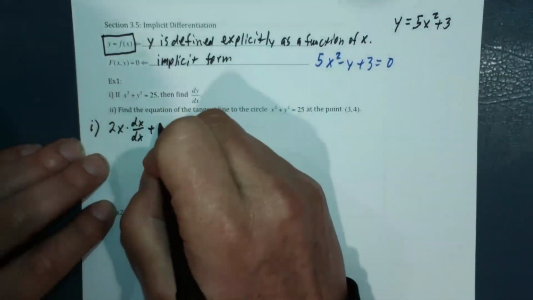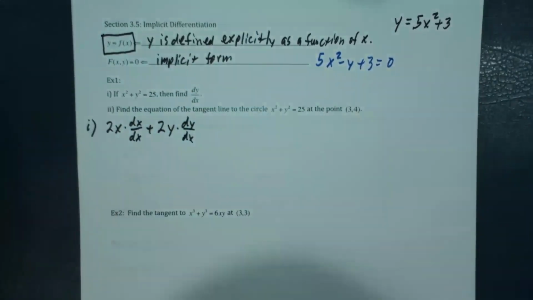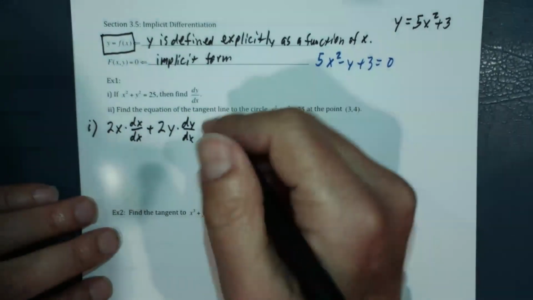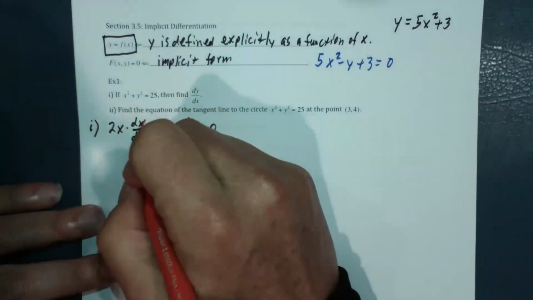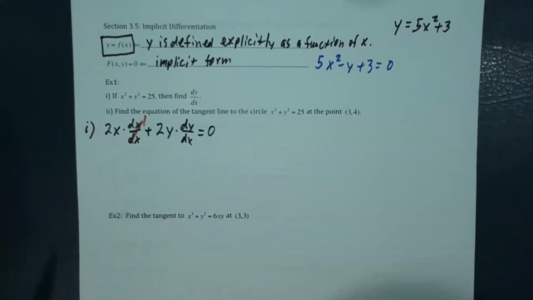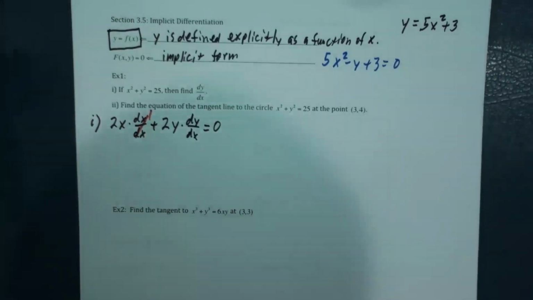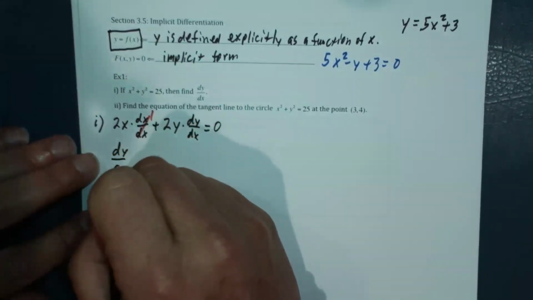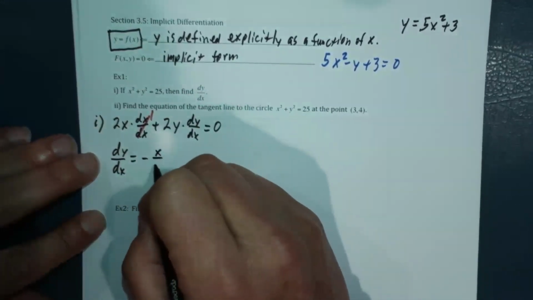So when I take this derivative, that's going to be 2y times dy dx. Now this turns into a 1 equals 0, of course, because the derivative of 25 is 0. The dx is just 1. So I'm now going to solve for dy dx. I'm going to divide the 2 out, subtract the x, and divide by y. And this is going to give me dy dx is equal to negative x over y.